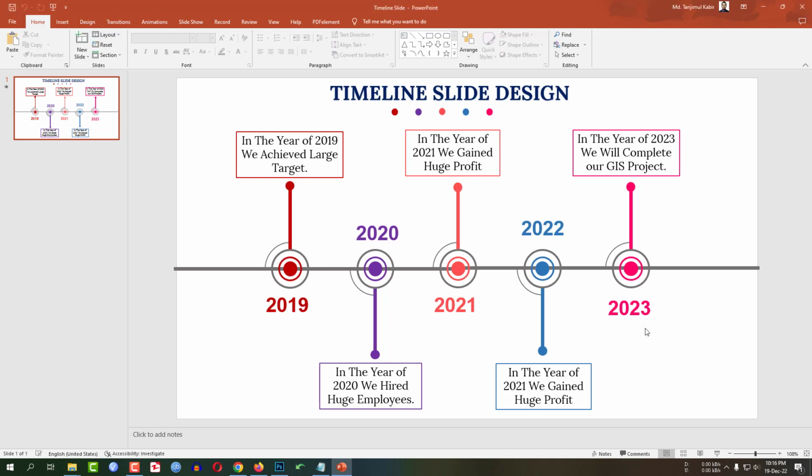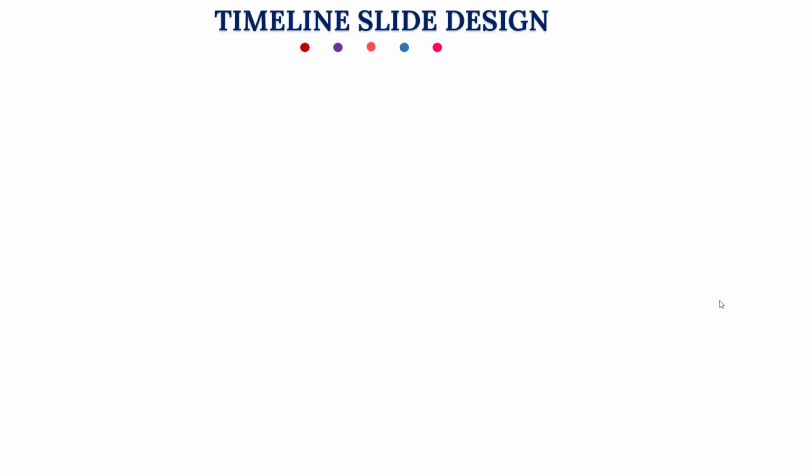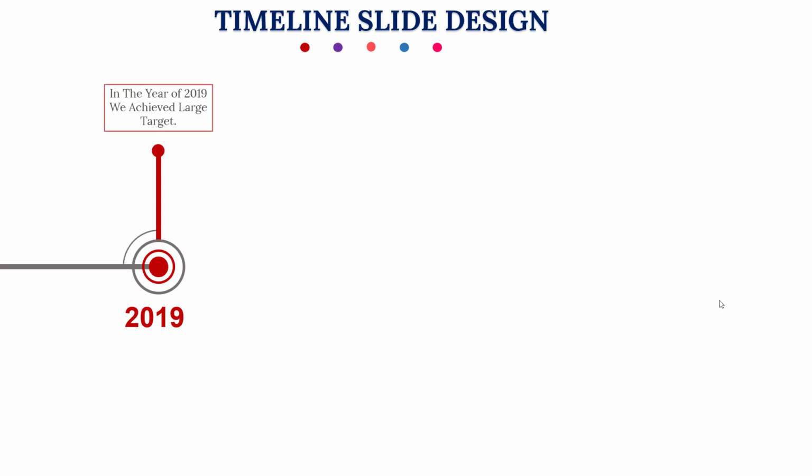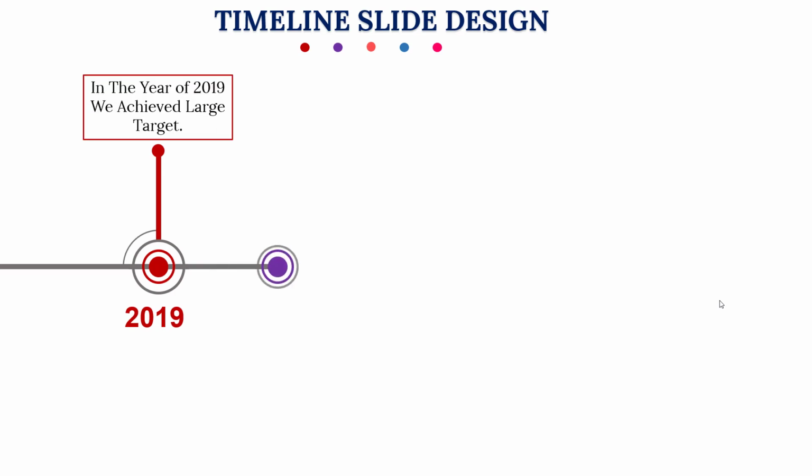When I want to watch the slideshow, I use my mouse and click here, then I can easily watch the slideshow. But if I want to use a shortcut key, which key do I have to press? Simply press F5. Then you will see my presentation has started.